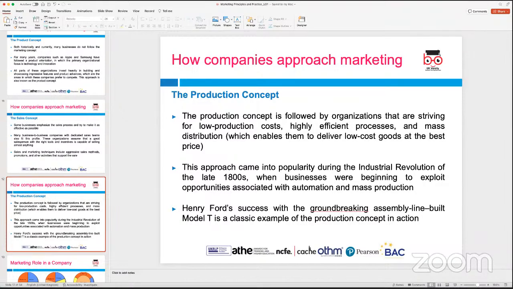And what they're going to do is keep their profit margins low, because they're selling the product in high volume, where they would still make the same amount of profit by selling those in large numbers. And that's why you would generally see the production concept approach, which generally comes in.